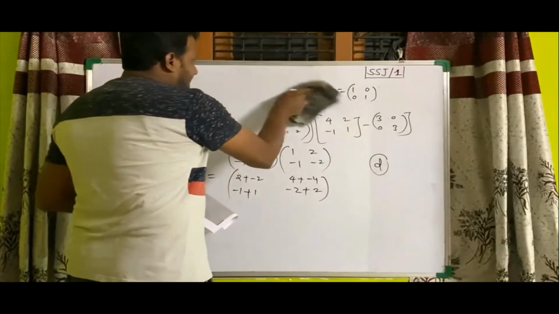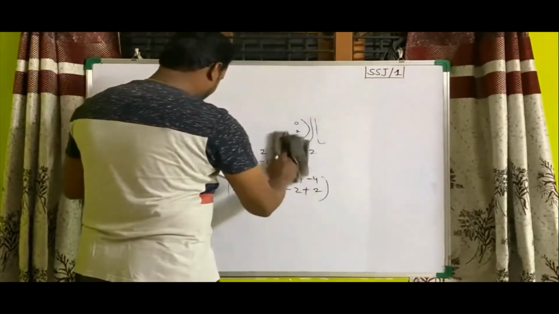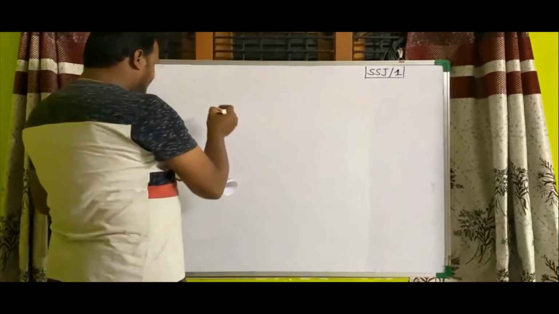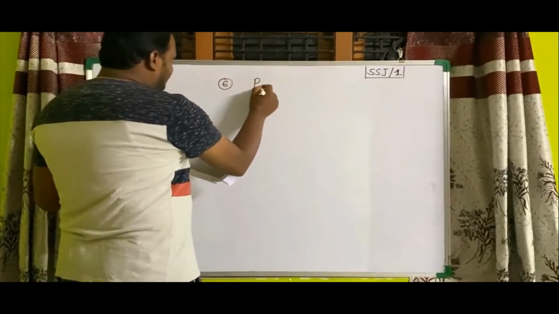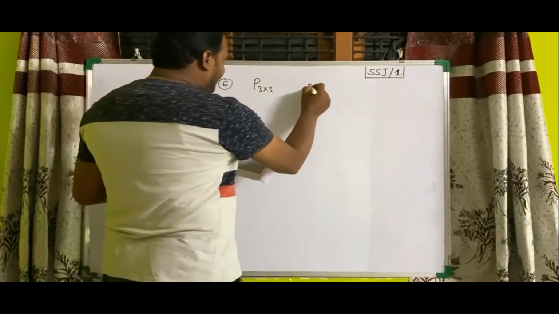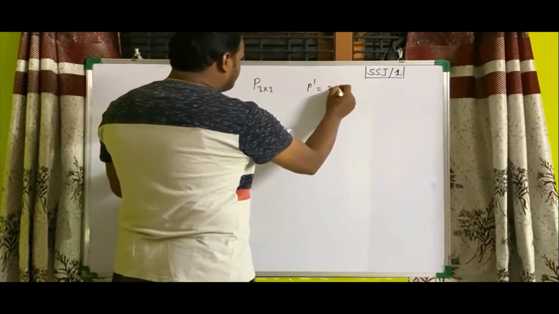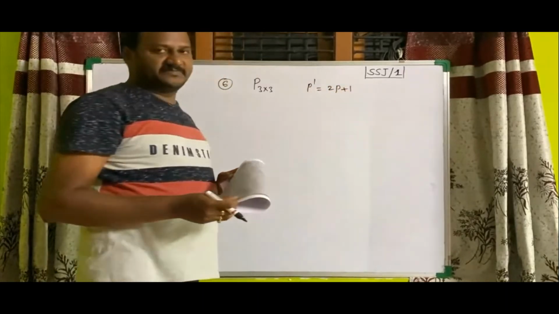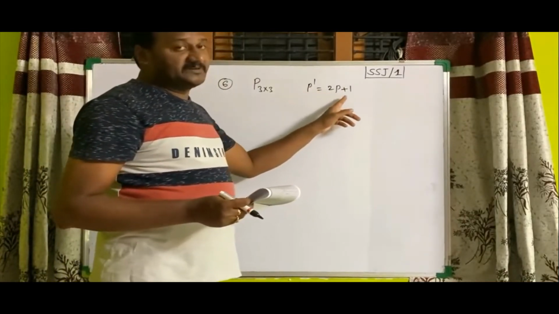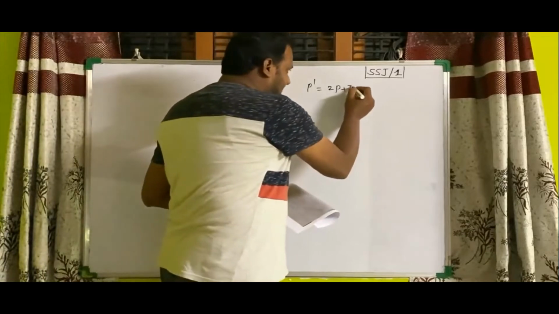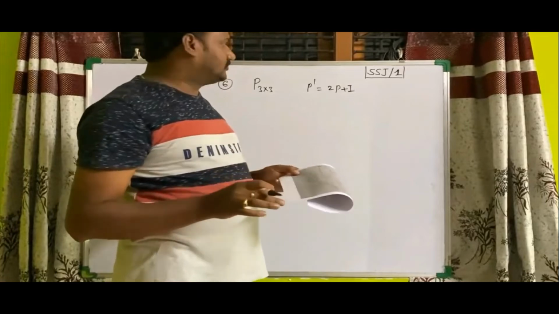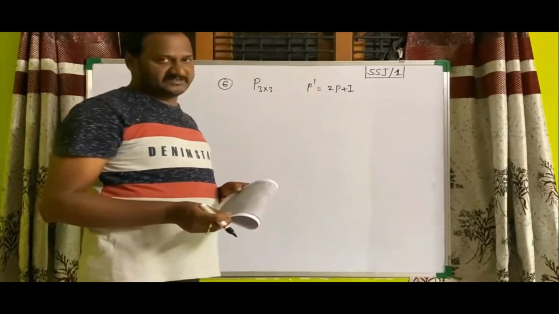So in this sixth problem we have matrices given. P is a matrix of order 3 by 3. So it's a square matrix such that P dash is equal to 2P plus I. What is P dash here? P dash is nothing but transpose of P. So P dash is defined as 2P plus I. Which of these is true for P dash equal to 2P plus I?